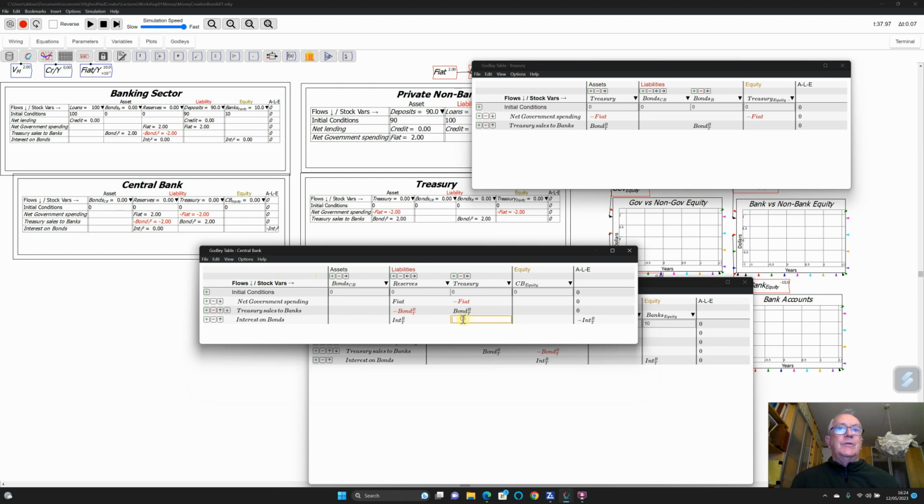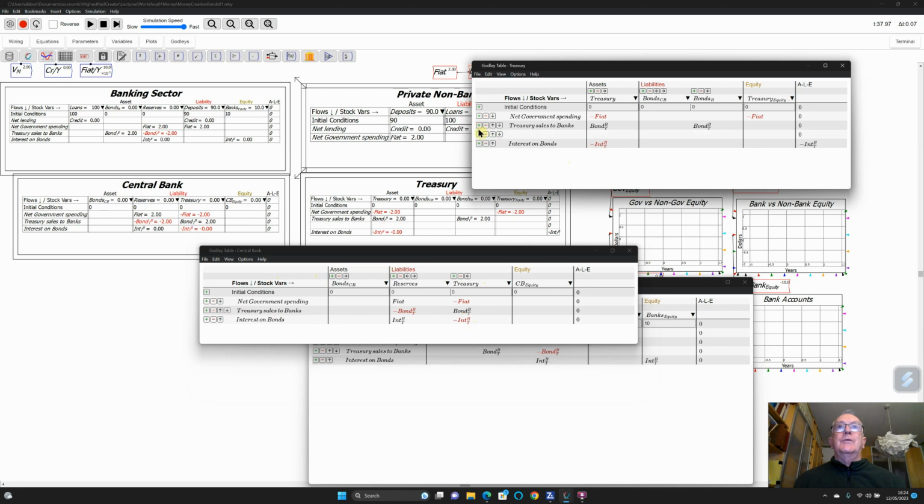So interest on bonds also comes out of the Treasury's account at the central bank. I've got that. And now I've got to go to the Treasury table. The Treasury table is up here. Again, I'm going to force it to show that previous operation. So interest on bonds, and that causes more negative equity for the Treasury. So the Treasury, in effect, is creating money, creating an income stream for the banking sector by selling bonds to it and then paying interest on those bonds.